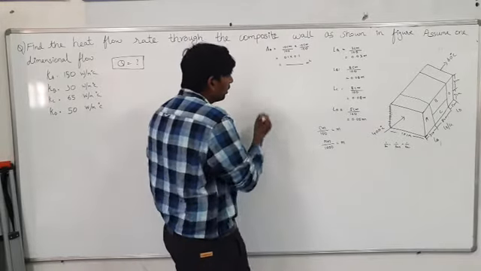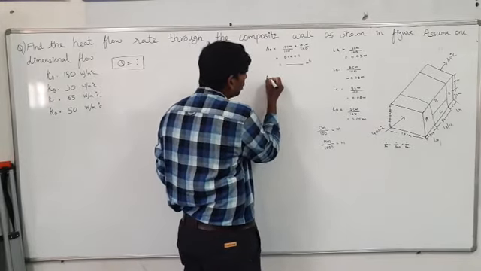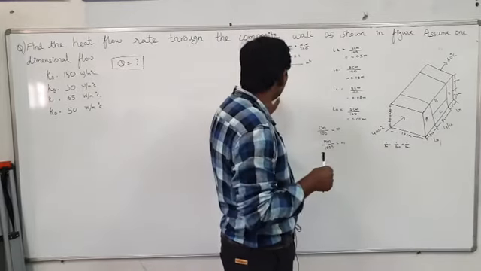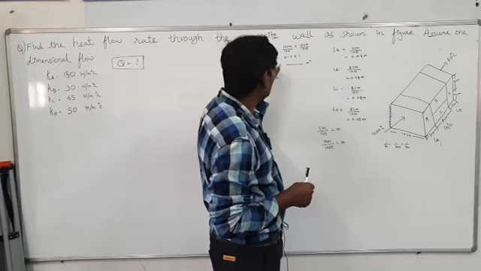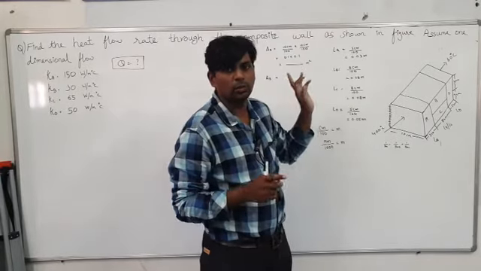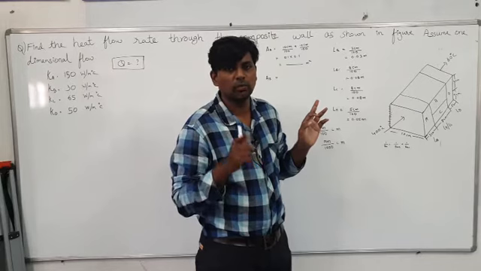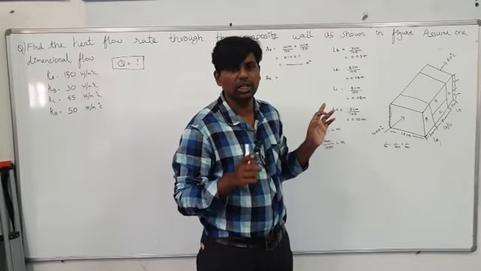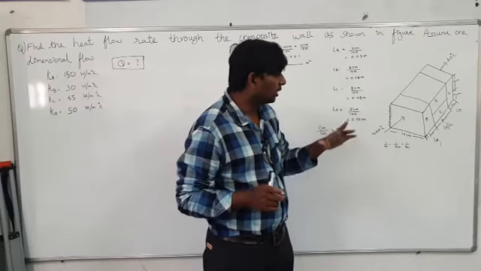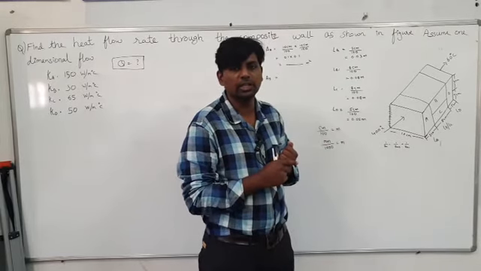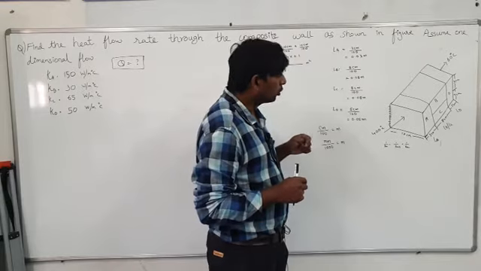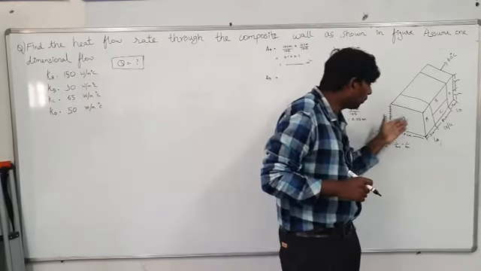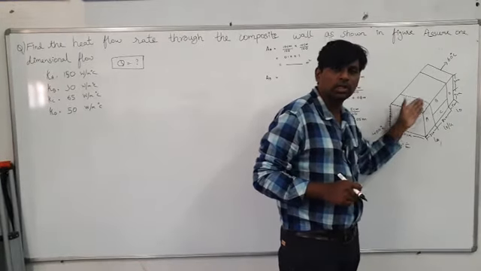After that, the next one you have to find out is AB. For finding area of AB: AA stands for area of A, AB stands for area of B, AC stands for area of C, and AD stands for area of D. These are the components. How many total components are there? 4 components are there. So next I am finding AB. For finding AB, heat is flowing in this direction.